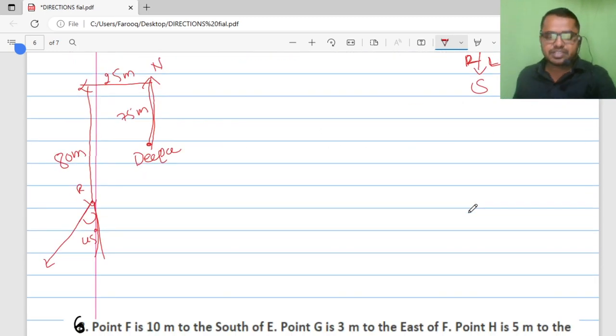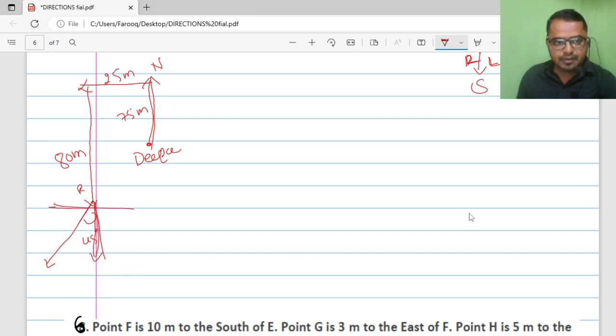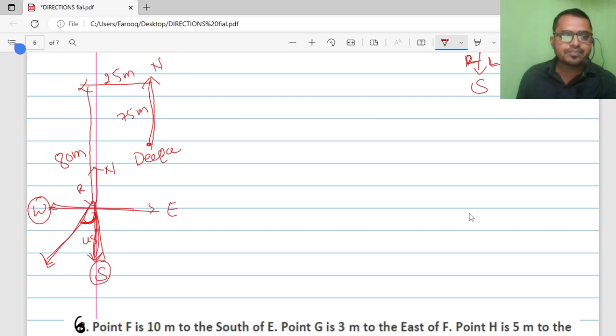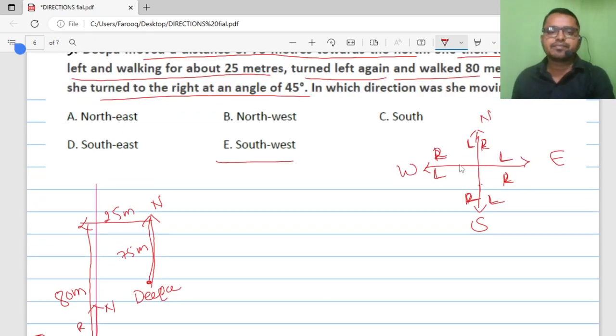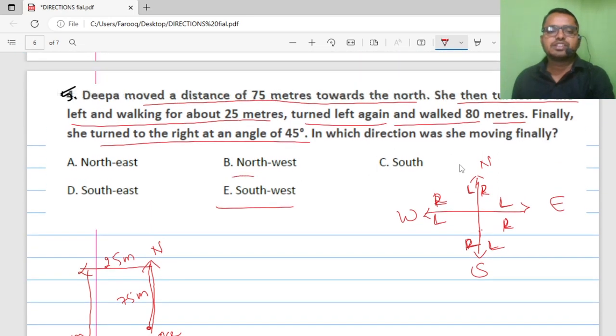See here, from here only I will draw. This is the south direction. This is east, west, and this is north. She has taken a 45 degree turn from the south. She rotated at an angle of 45 degree and started walking. This direction lies between the two main directions, west and south. Between west and south is southwest. Is there any option C here? Southwest. Option E is correct. She is moving in the southwest direction. Yes.